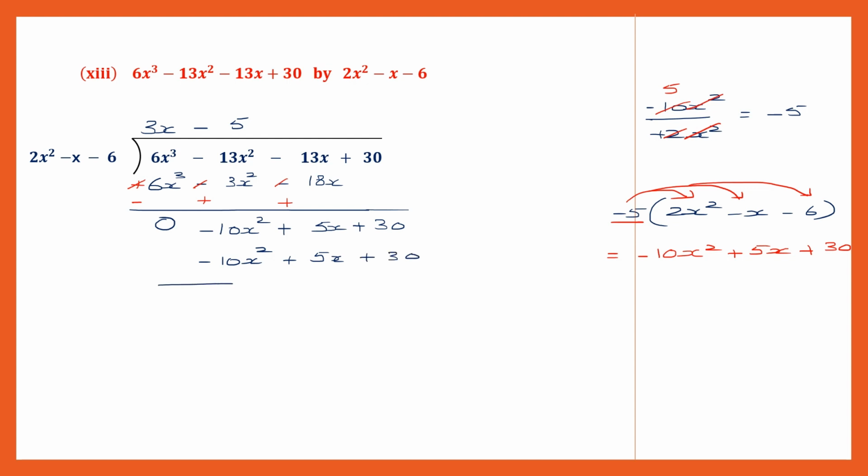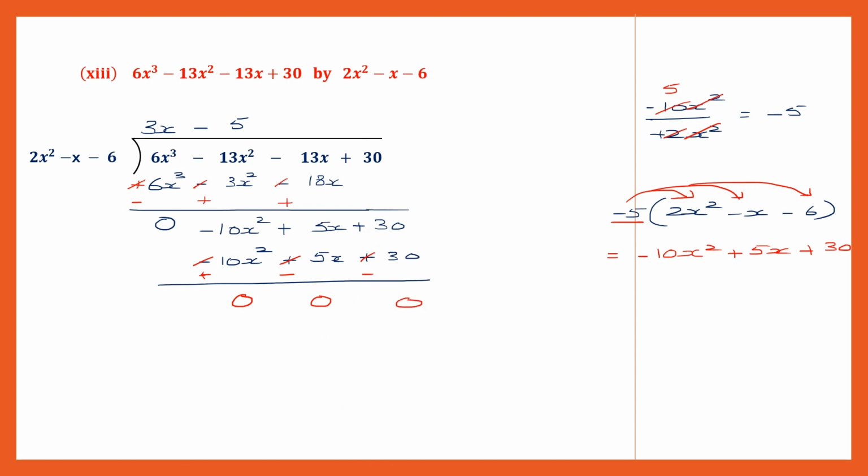So in the next step now we're going to subtract. That means signs are changing. This will become plus, this will become minus, and this will also become minus. Now here minus 10 plus 10 is 0. Then here again plus 5 minus 5 is 0. And here plus 30 minus 30 is 0.